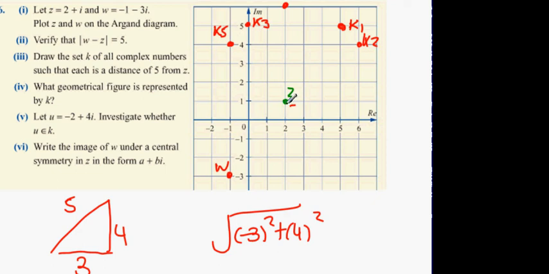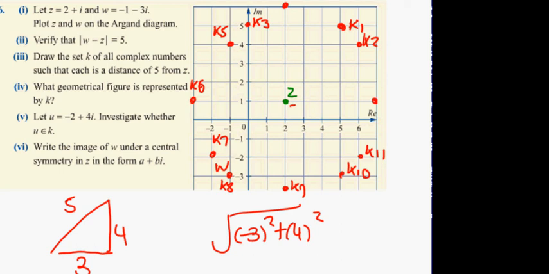5 across, K6. What about the next one? 3 down, 4 across, K7. The next one, 4 down, 3 across, is already marked there. K8. Go 5 down, that's K9, then 3 across, 4 down, that's K10, then 4 across, 3 down, K11, and then finally 5 directly across.